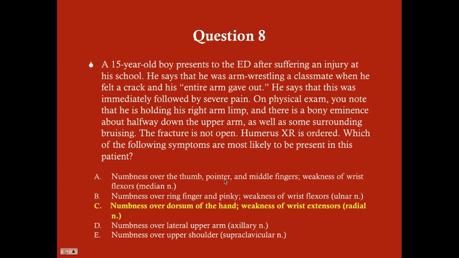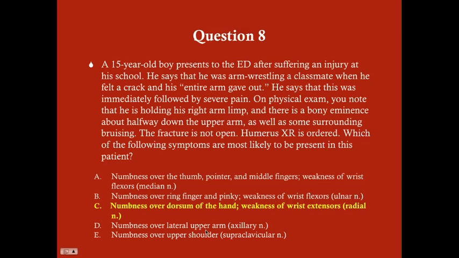So numbness over the thumb, pointer, and middle fingers, well, that's the median nerve. We just talked about the median nerve in carpal tunnel syndrome. The median nerve also supplies some of the wrist flexors. The ulnar nerve is over the ring finger and pinky, so that's your funny bone. When you hit your funny bone, you get your ulnar nerve sensation, and that's ring finger and pinky. And your ulnar nerve also is the prime supplier of your wrist flexors. The dorsum of the hand is primarily the region of the radial nerve. And then the wrist extensors are supplied by the radial nerve as well. So this is the right answer.